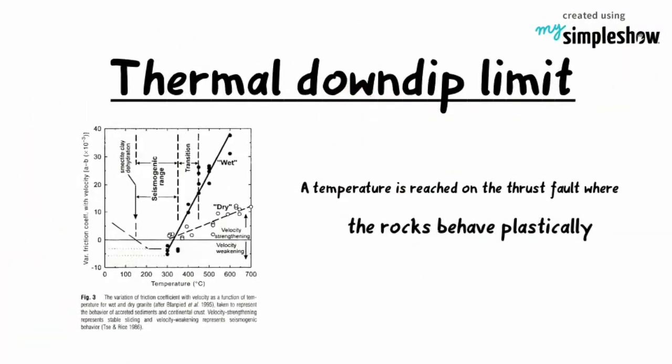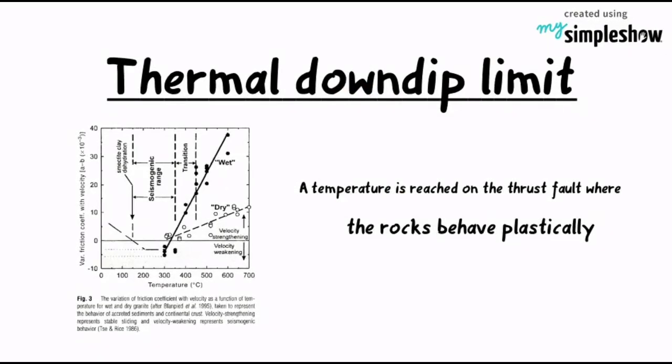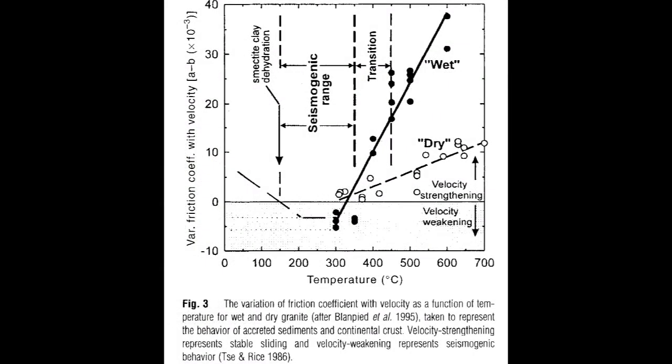Next, we can define the thermal downdip limit. For subduction of young hot oceanic lithosphere beneath large accretionary sediment prisms and beneath continental crust, the transition to aseismic stable sliding is temperature controlled. This is the depth where the rock starts to behave plastically and will transition from a velocity weakening, seismic, to a velocity strengthening phase, which consists of stable sliding.